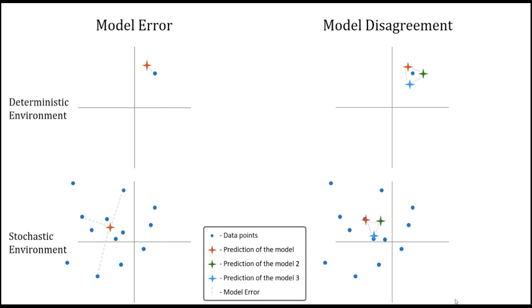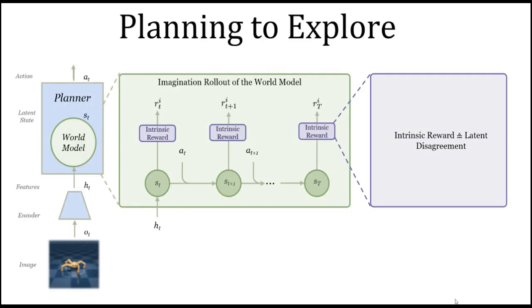Furthermore, in the paper, we formally show that the ensemble disagreement approximates the information gained by our agent about the environment, confirming our intuitive analysis that it captures the epistemic uncertainty. Please refer to the paper for more details. Therefore, we use the latent disagreement of a bootstrap ensemble for our intrinsic rewards.